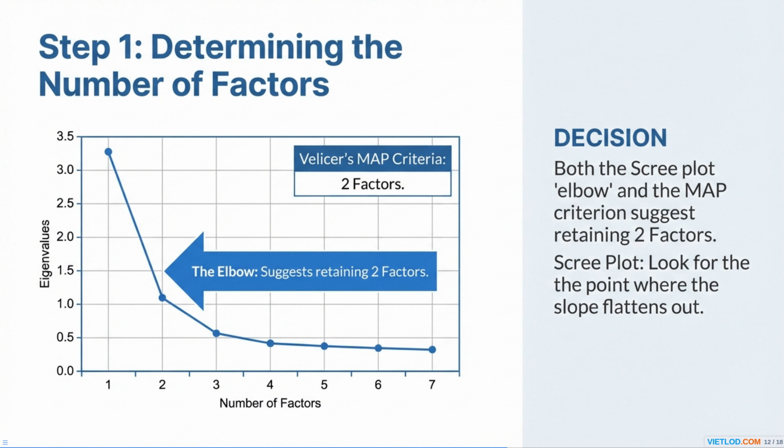After running the analysis with automatic selection, we get a scree plot, which graphs the eigenvalues against the number of factors. The elbow method is a popular heuristic. We look for the point on the plot where the curve flattens out. Here, the slope changes dramatically after the second factor, suggesting we should retain two factors.